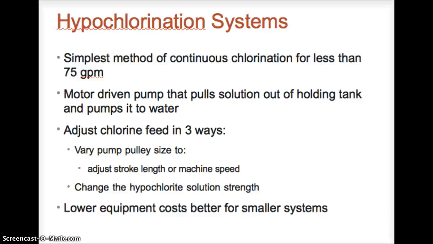Okay, so hypochlorination systems, in other words, using liquid or solid dissolved chlorine. The simplest method of continuous chlorination for system flows less than 75 gallons per minute. The pump is motor driven and it pulls solution out of a holding tank and pumps it into the water. You can adjust the chlorine feed in 3 ways. You can vary the pump pulley size to adjust the stroke length or machine speed, or you can change the hypochlorite solution strength. These have lower equipment costs, therefore hypochlorination tends to be better for smaller systems.